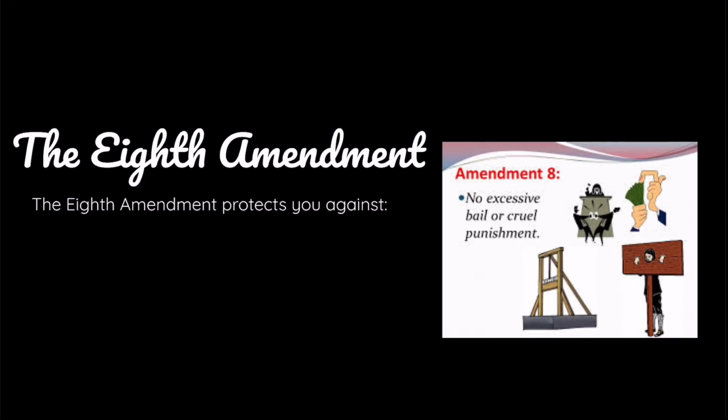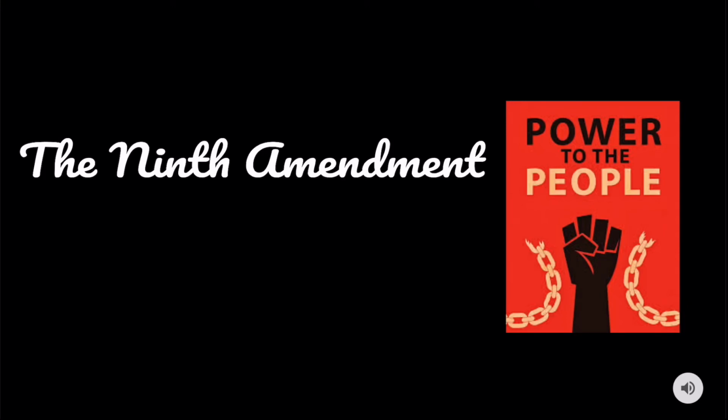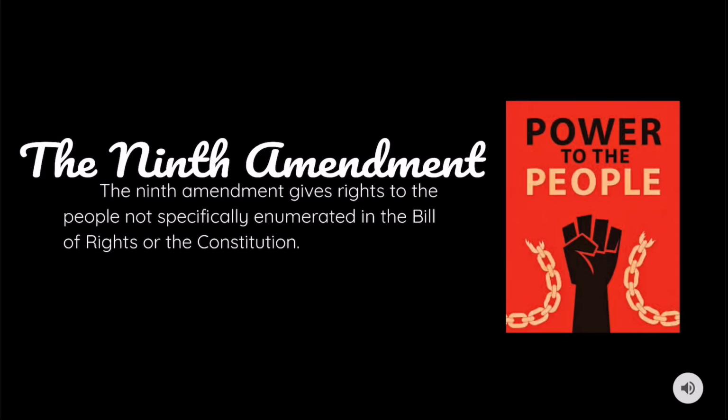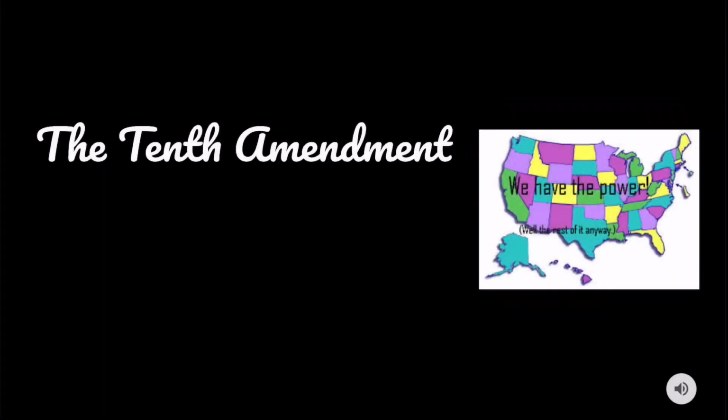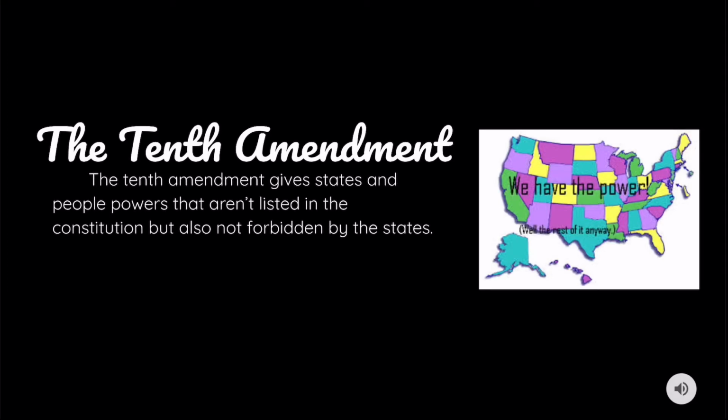The Eighth Amendment protects you against cruel and unusual punishment, except for the death penalty. But the death penalty is illegal in some states. Excessive fines and bail, there are no limitations. The Ninth Amendment. The Ninth Amendment gives you rights not specifically enumerated in the Bill of Rights or the Constitution. The 10th Amendment. The 10th Amendment gives states and people powers that aren't listed in the Constitution but also not forbidden by the states.